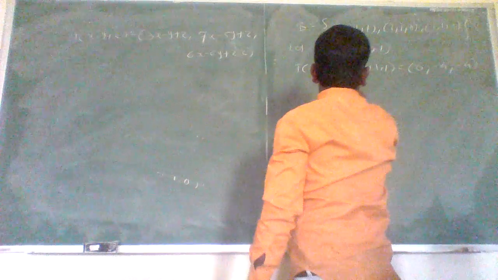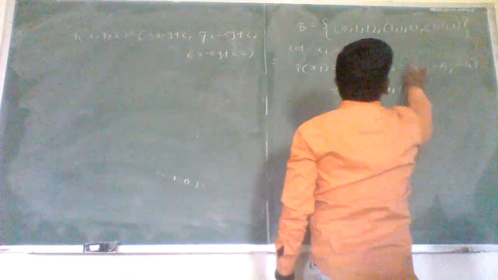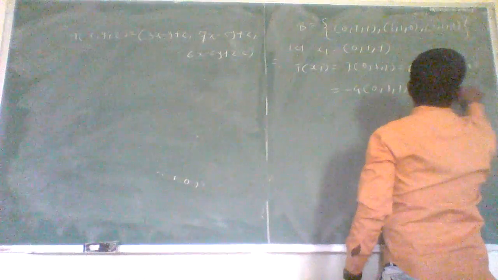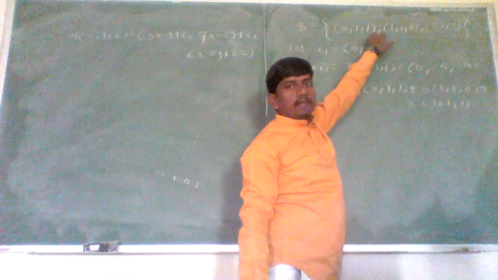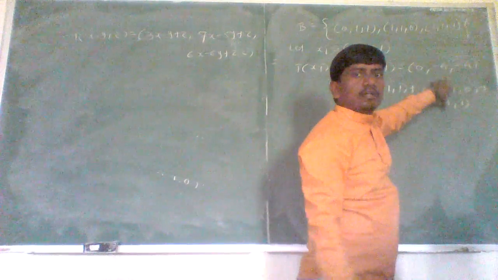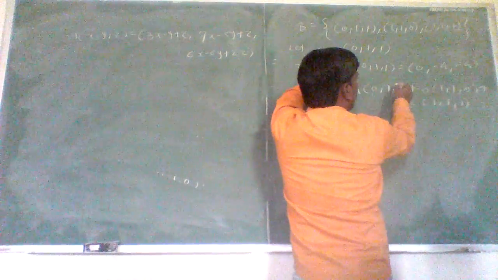Now we have to write (0, minus 4, minus 4) as a linear combination of these three elements, which is minus 4 into (0, 1, 1) plus 0 into (1, 1, 0) plus 0 into (1, 1, 1). Actually these values give 0, and minus 4 into 0 is 0, minus 4 into 1 is minus 4, minus 4 into 1 is minus 4, which is this one.